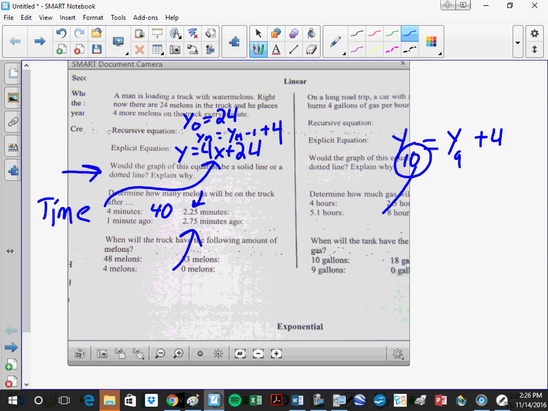One of the nice things about the explicit formula is it allows us to talk about those individual watermelons. The recursive formula in this case doesn't. There's no way to get individual watermelons. You have to talk about them in terms of fours. But even the explicit formula has some restrictions.